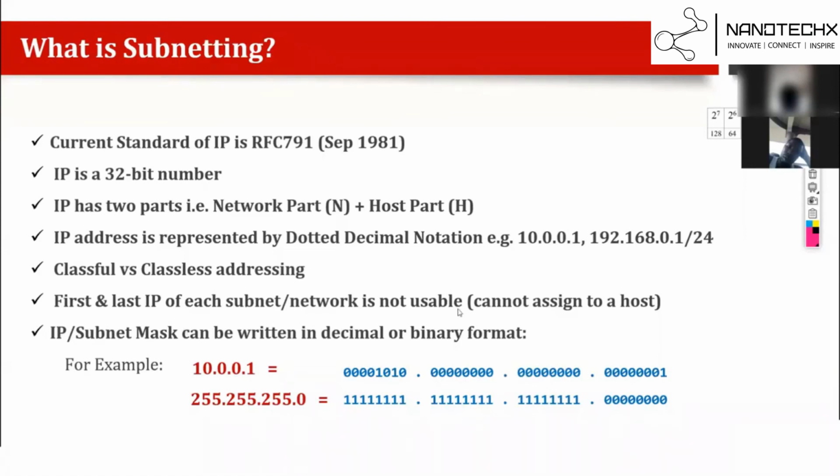First and last IP address cannot be used. We have studied this in detail. Now you understand this point. I think you understand all of these points now, right? The IP and subnet mask can be written in binary, and they can be written in normal numbers as well.